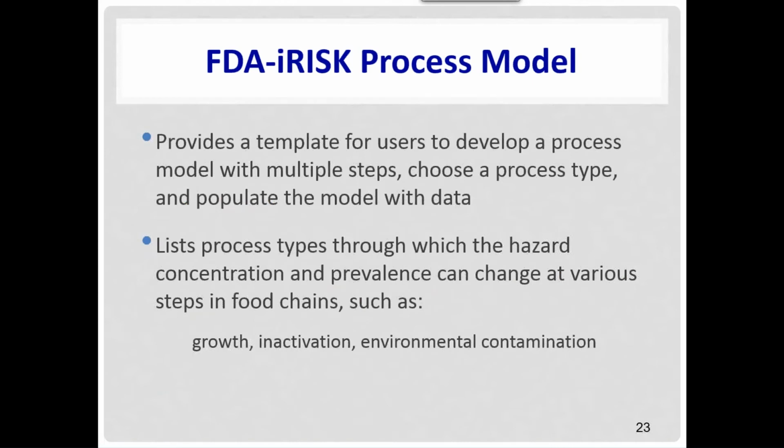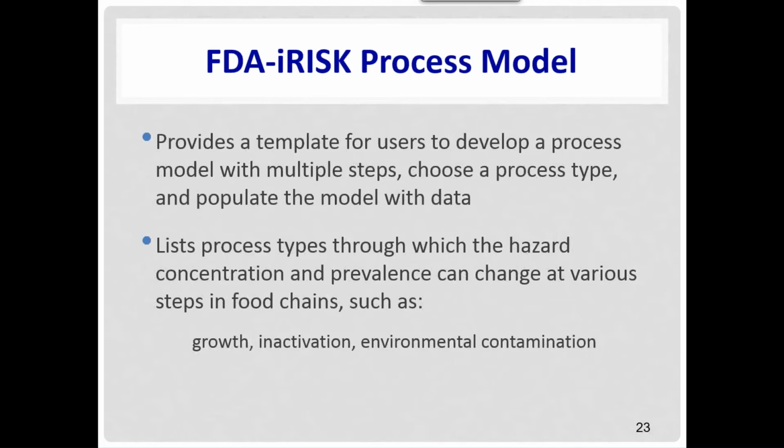Before I give further examples, I'd like to take a step back and describe briefly what FDA-iRISK does in terms of the process model elements. Again, by process, we mean production, processing, and handling steps. So a process model is very much like a flow chart in a HACCP plan or a food safety plan in a simpler fashion. FDA-iRISK provides a template for the user to develop the process model with multiple steps. Choose a process type to describe the effect of each step and complete the model.